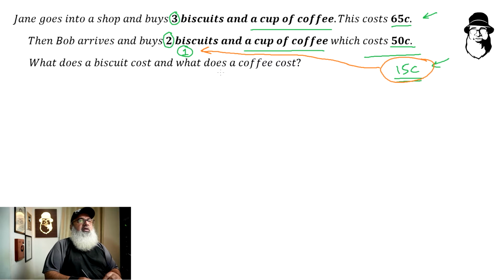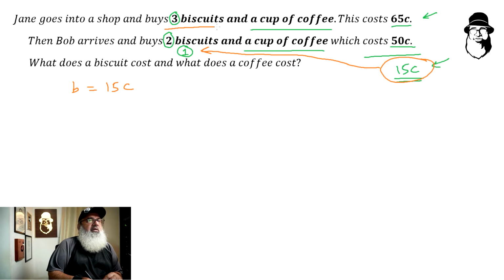It means this 15 cents is the cost of this one extra biscuit that Jane had. Now, a biscuit costs 15 cents, and 3 biscuits cost 45 cents, right? 15 cents plus 15 cents plus 15 cents. And out of 65, if we subtract 45, we are left with 20 cents, and that is the cost of this cup of coffee. It means coffee is 20 cents.